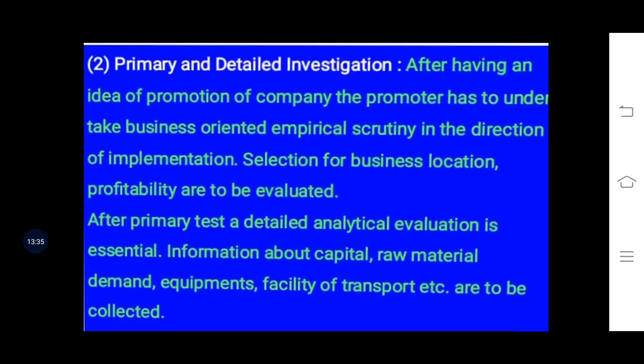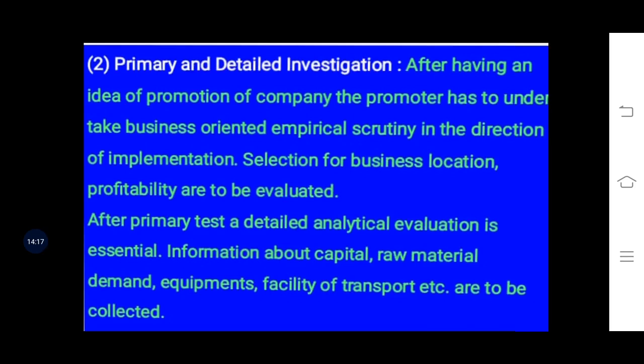So the beginning part is the idea, and now after the idea, the investigation is made, analysis is made, so that they can put the idea to implementation. And for that, they will evaluate the purpose of the business, the type of business, and in detail how will they arrange the capital, raw material, what will be the demand of that product, how will they arrange the machineries and equipments which will be needed for that particular product, and the facility of transport, labor, etc.